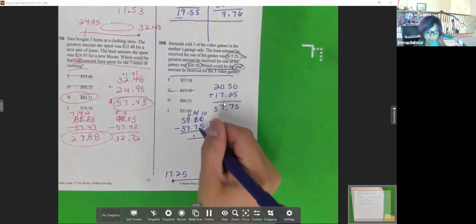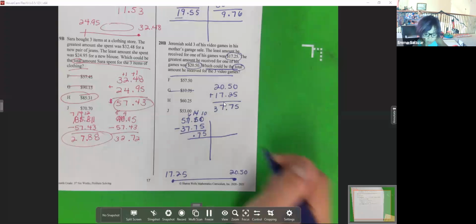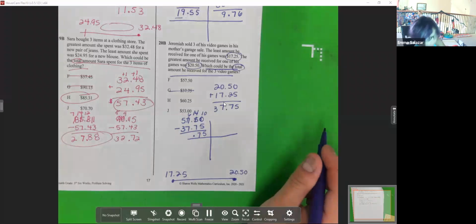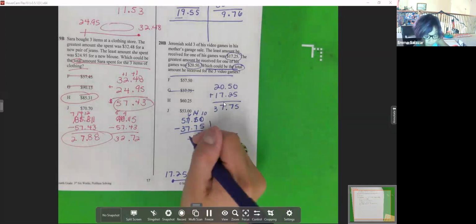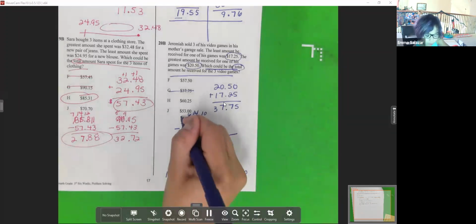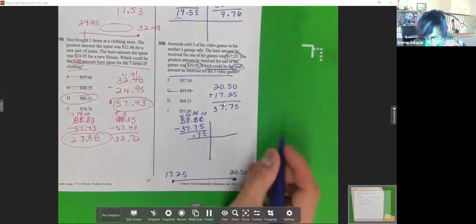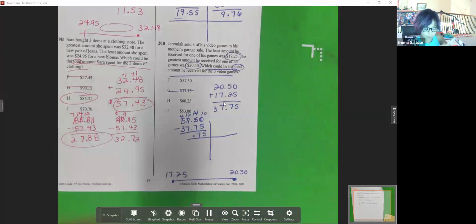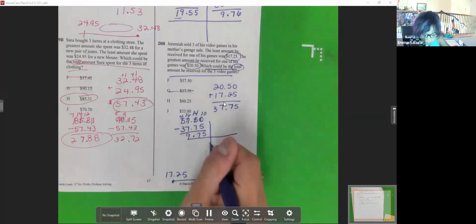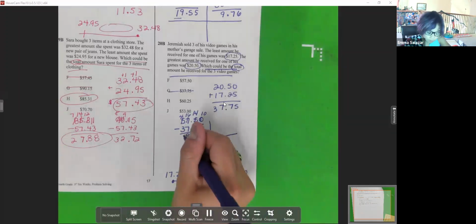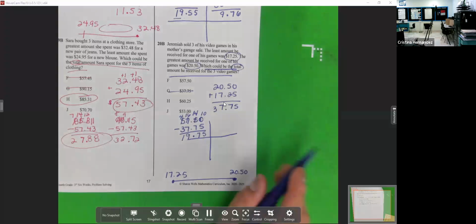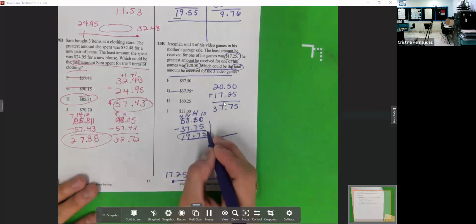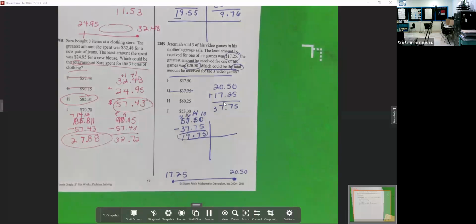14 minus 7 is 7. And we can't do 6 minus 7 again, so then we take away from the 5, and that turns into a 4, and the 6 turns into a 16. 16 minus 7 is 9. So 4 minus 3 is 1, and that gives us 19.75. It's 19.75.